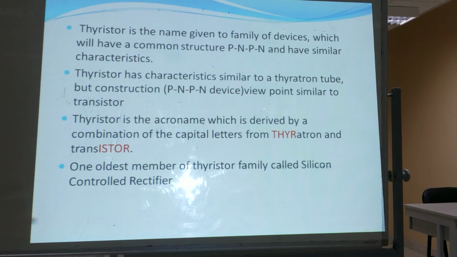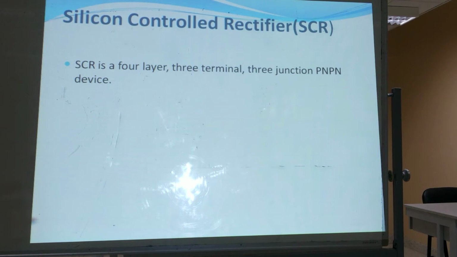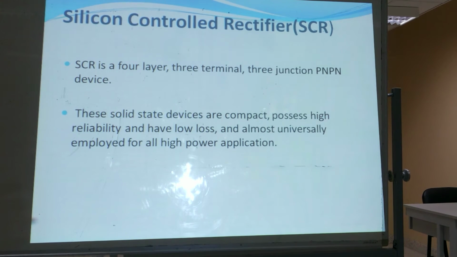One of the oldest members of the thyristor family is called the silicon controlled rectifier, SCR. SCR is a 4-layer, 3-terminal, 3-junction PN device. These solid-state devices are compact, possess high reliability and have low loss, and are almost universally employed for all high-power applications.